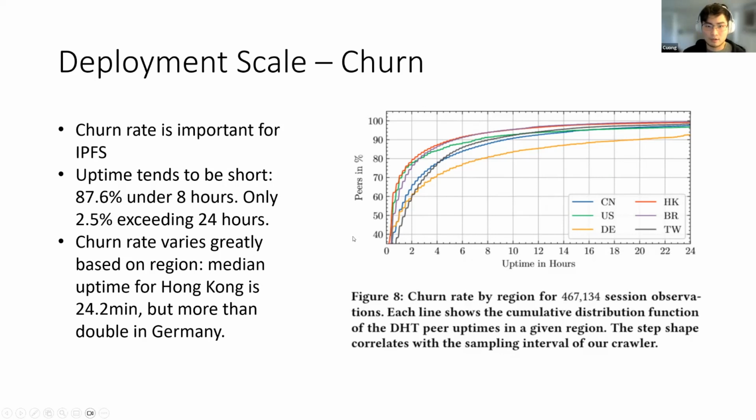It also varies greatly based on region. For example, the median uptime in Hong Kong is 24.2 minutes, but it's more than double in Germany. In the CDF graph shown here, you can see the uptime in Germany is a lot higher than in the other countries.